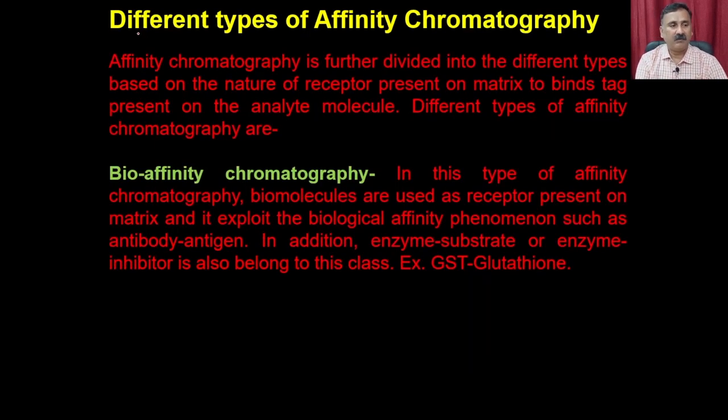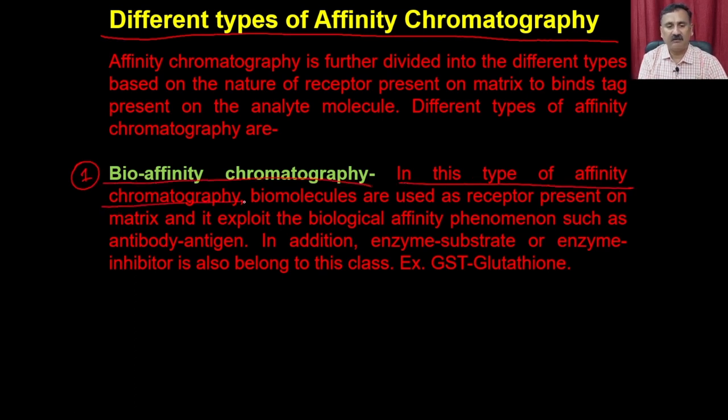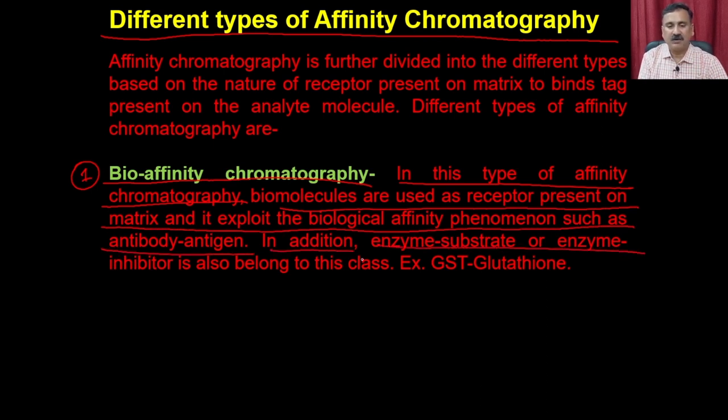Now, as we are talking about the different types of affinity chromatography, you can have bioaffinity chromatography. In this type of affinity chromatography, biomolecules are used as a receptor present on the matrix and it exploits biological affinity phenomena such as antibody-antigen. In addition, enzyme-substrate or enzyme-inhibitor also belong to this class, for example, GST and glutathione.